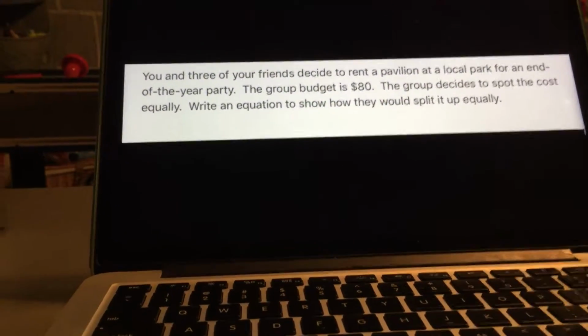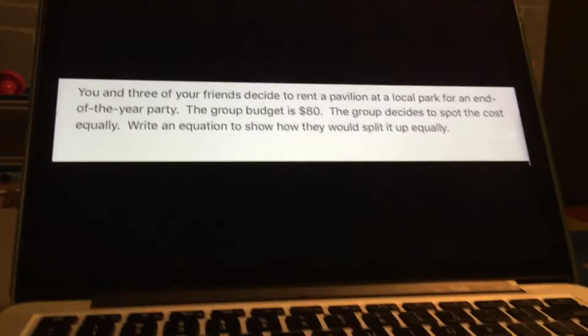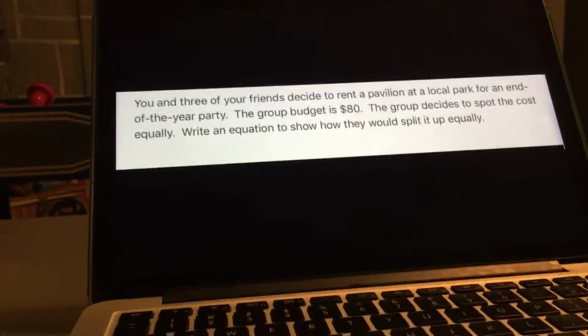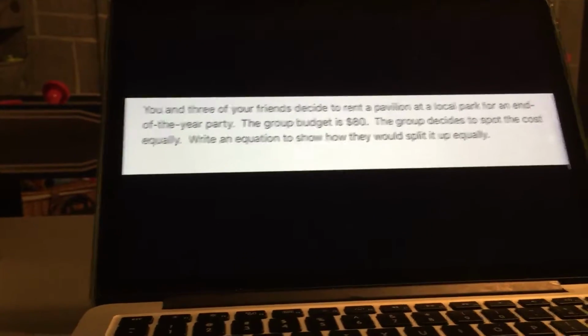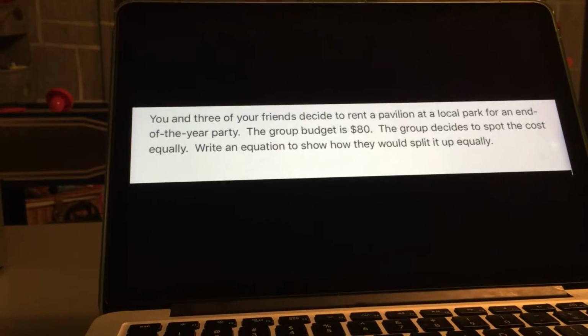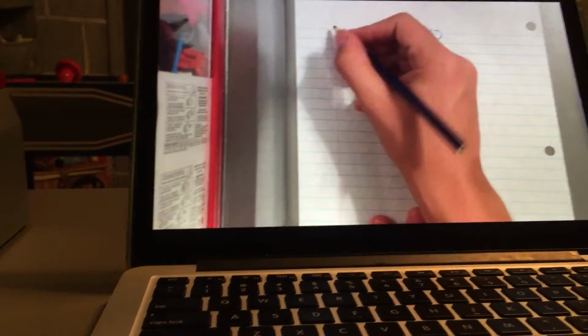You and 3 of your friends decide to rent a pavilion at a local park for an end-of-the-year party. The group budget is $80. The group decides to split the cost equally. Write an equation to show how they split it equally. Okay, so your group budget is $80. And there's 4 of you. You and 3 of your friends.